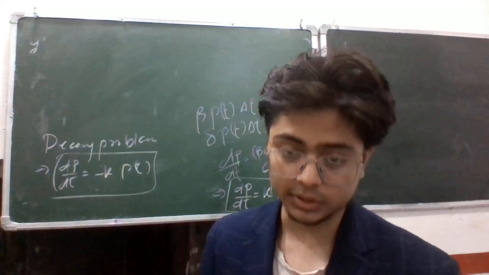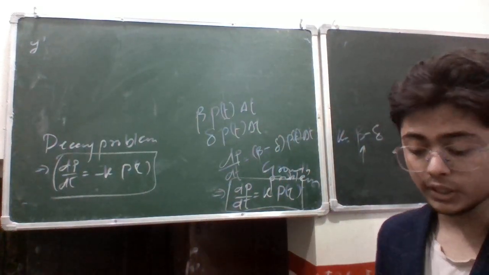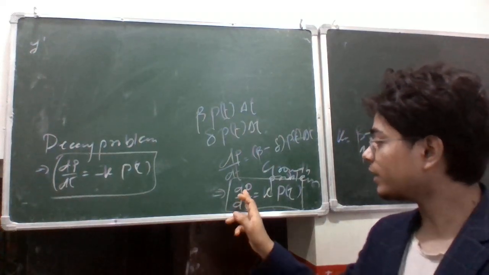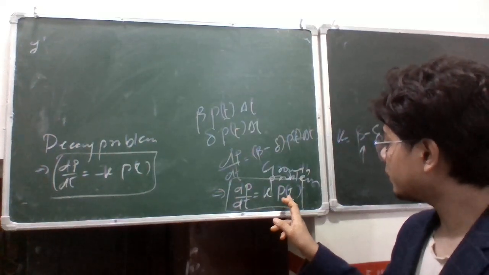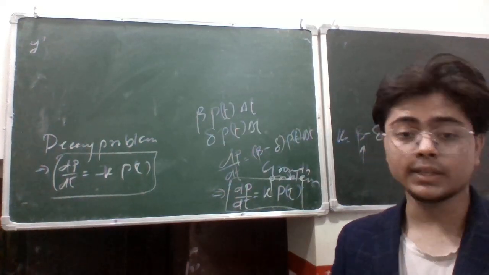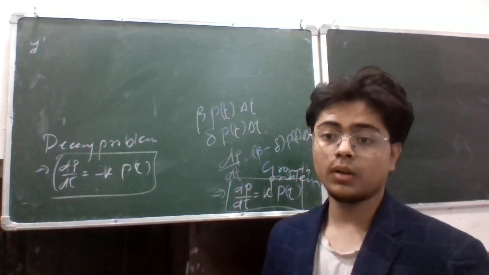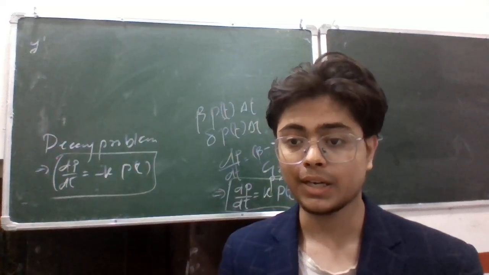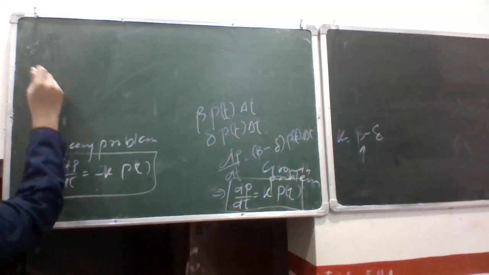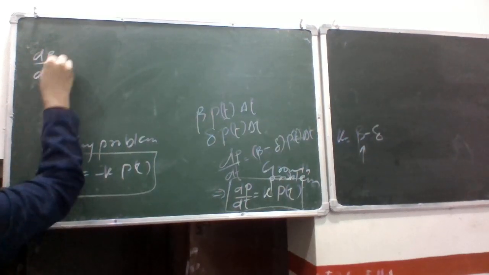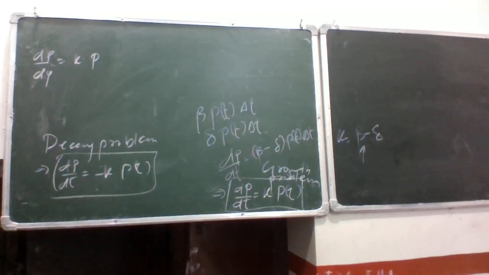Now, the nature of the solutions. Let's try to find out the nature of the solution of this kind of differential equation. As you can see, the rate of change of population is directly proportional to the population at a particular instant of time. Such a relation is only possible when we have an exponential function. That's why if you find the solution of this, you would get an exponential solution. So we have dP/dt equals k times P.